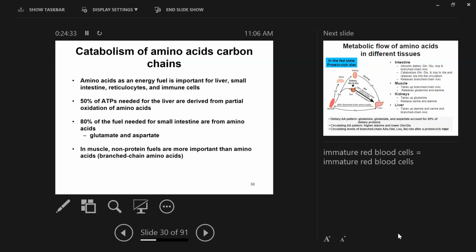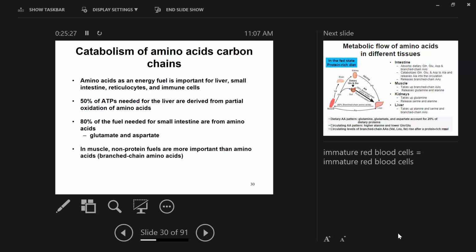And in the muscle, amino acids are not the primary energy fuel, although muscles store a lot of protein and also break down protein during fasting or starvation conditions. Normally muscle cells don't use amino acids for energy. But what are the main energy fuels for skeletal muscle? You guys know. Glucose and fatty acids, right? And not amino acids. So again, different tissues use different types of energy fuels.